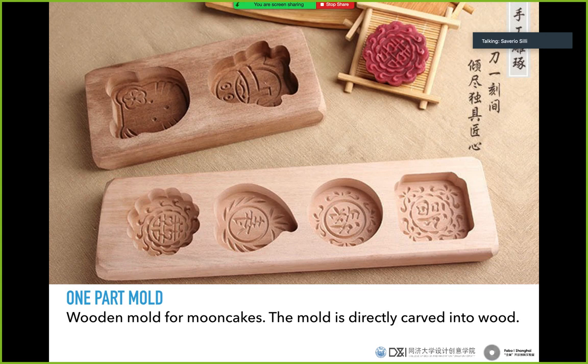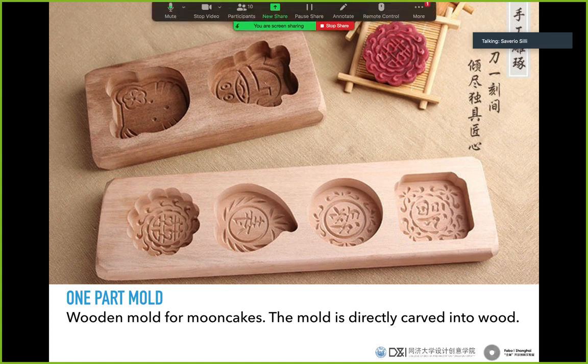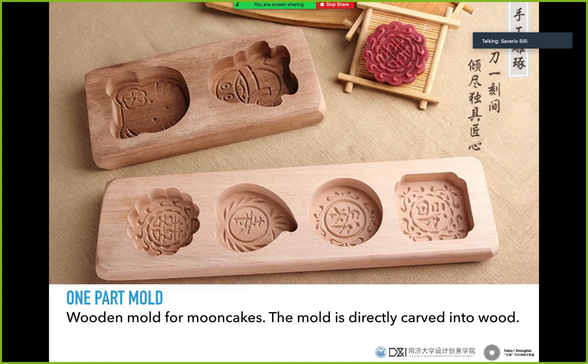It's made of wood. The mold is directly carved into wood, and then the material you put inside, you have to press it, because in this case it's like the dough of the mooncake. You press it. What happens is that the wood absorbs some of the moisture from the material, and the material reduces its shape. Its volume reduces, and by reducing its volume, it automatically demolds, so it comes out of the mold, and it's easy to take out.